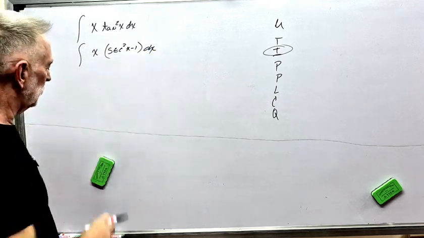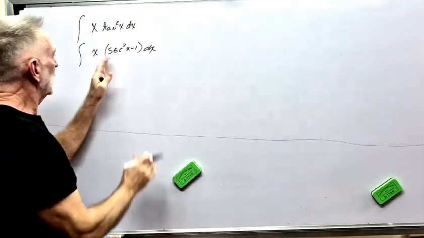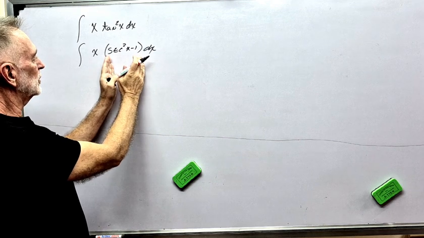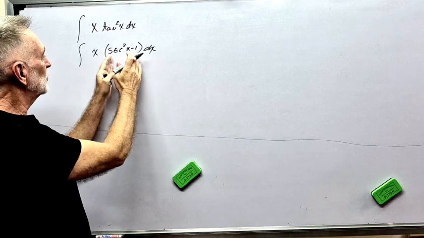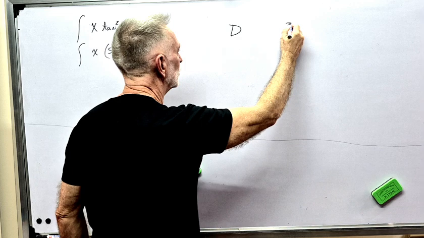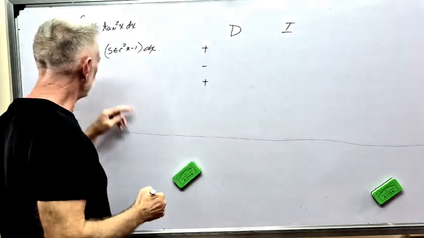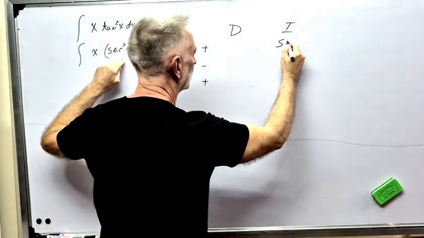So now then, let me go through the integration by parts and choose the part I can integrate as secant squared x minus 1. That becomes a very simple integral, okay? So a DI method, we have a plus, minus, plus. Okay, we're integrating, choose that part first.